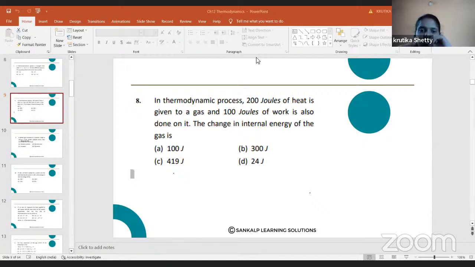You are getting it as 300 or 24. How is it possible? 24, how is it possible? So Q value is there. You have Q value as 200 joules. Yes. Then you are getting it as 300 or 100.